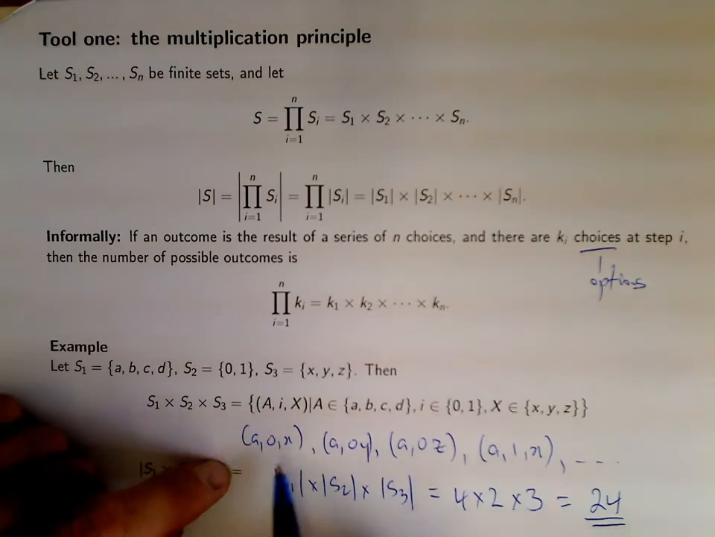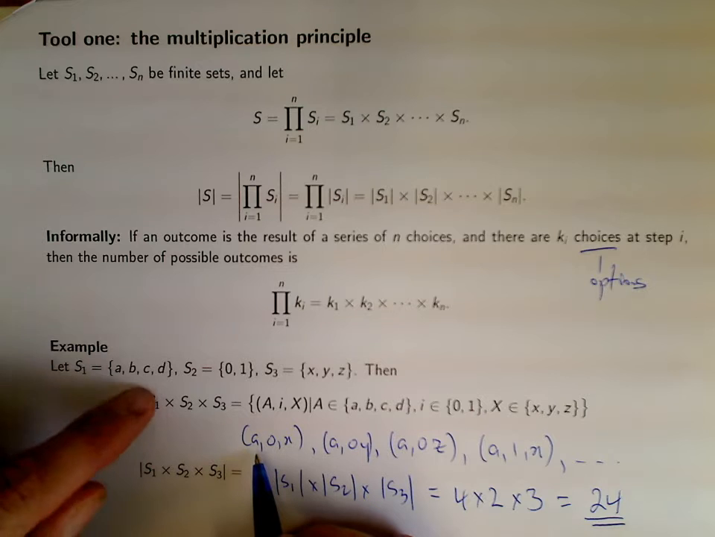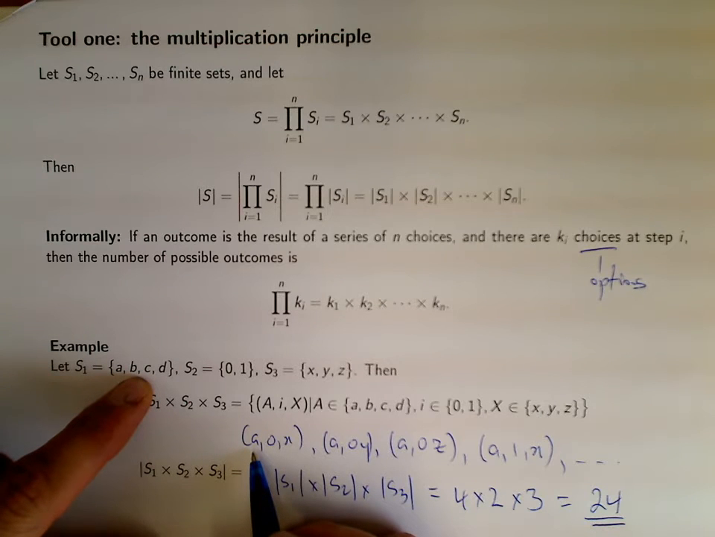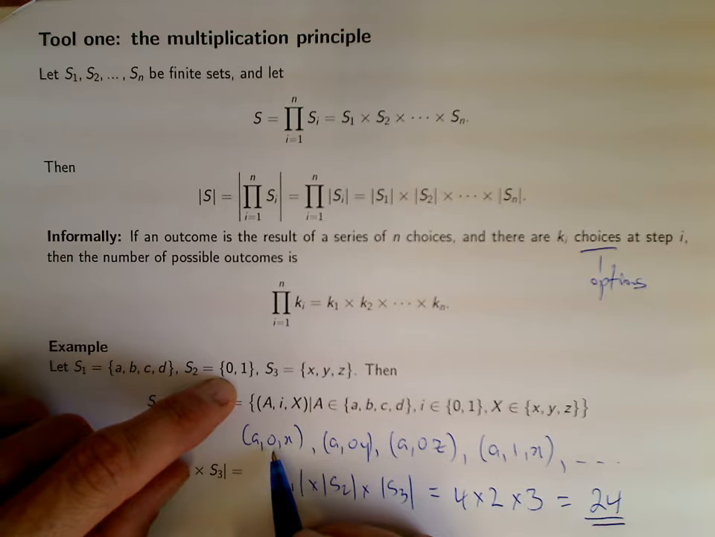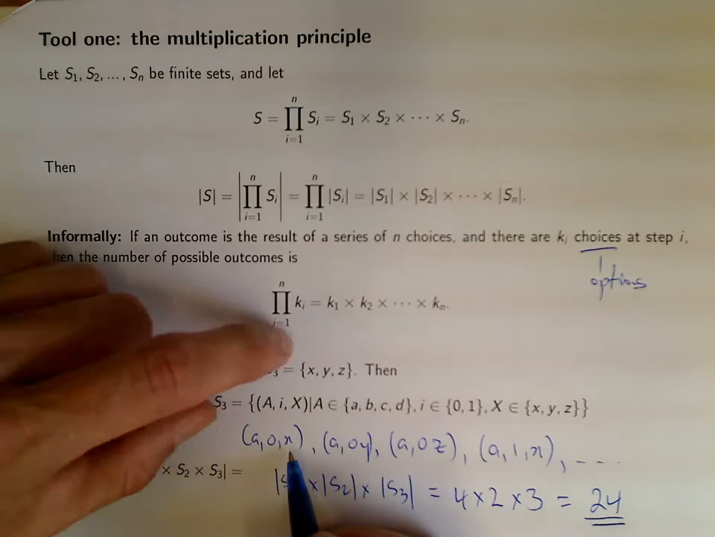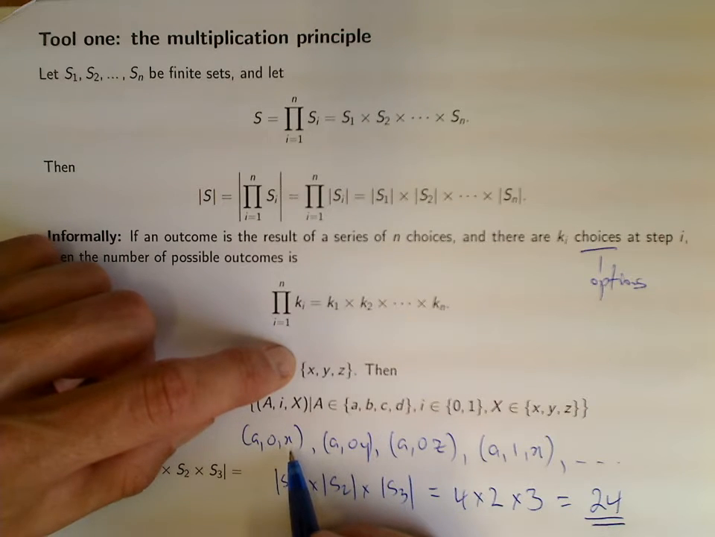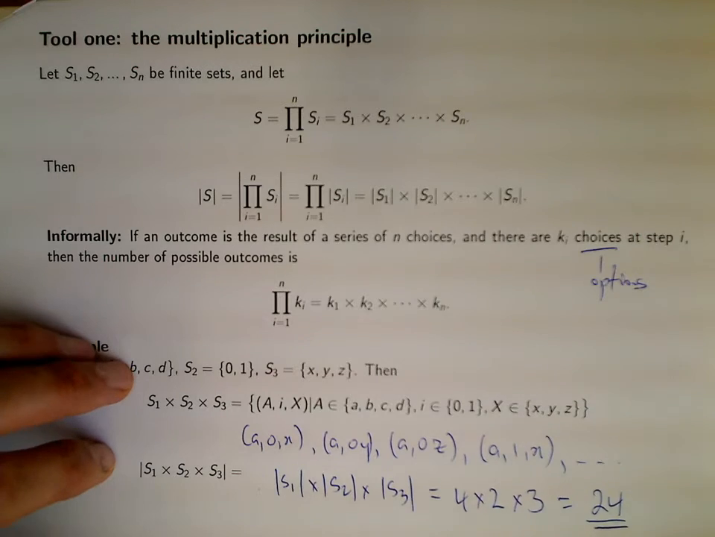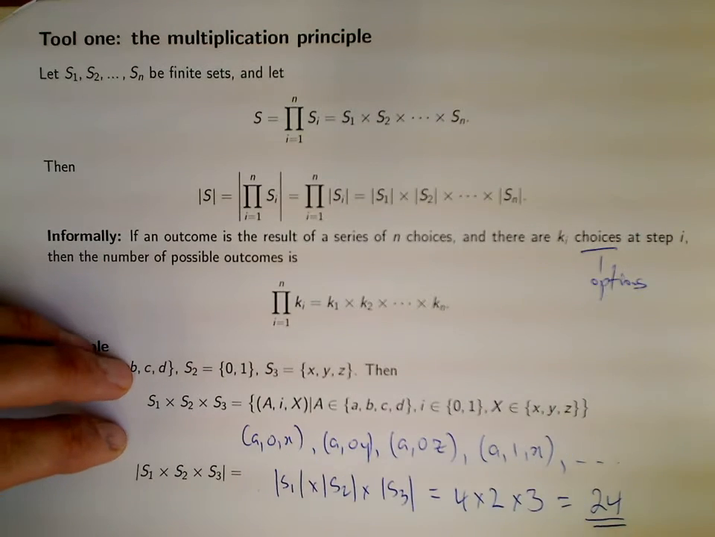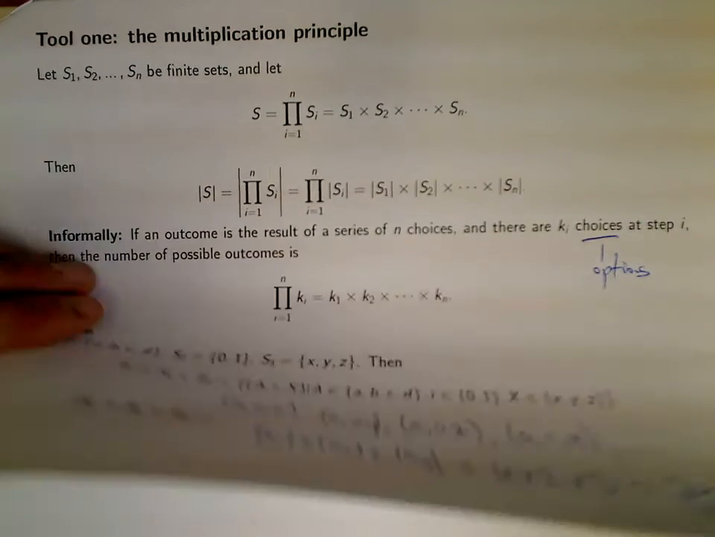So I want to make one of these triples. Well, I've got 4 options, 4 choices for what I put in the first slot, and then for each of those I've got 2 options for what I put in the second slot, and then for each of those I've got 3 options for what I put in the third slot. Okay, and so that gives me my 4 times 2 times 3. So just multiply the number of options I have at each step. Okay, so that's our multiplication principle, and that's our main tool.